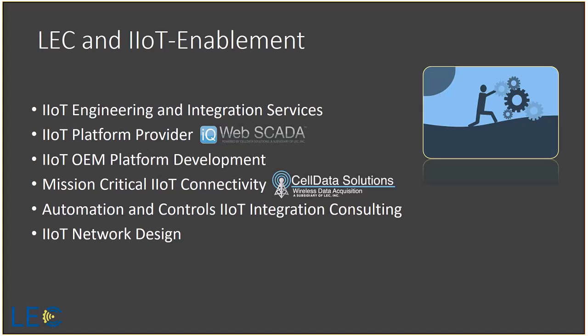We also provide automation and controls integration consulting. We do a great deal of this, both for end customers. We work alongside systems integrators nationally, as well as we work very closely with the cellular carriers here in North America. We also provide a very strong service in IIoT network design. Most customers are not familiar with what it takes to ensure that we've really developed and built a secure quality network for industrial data, and we provide those services as well.